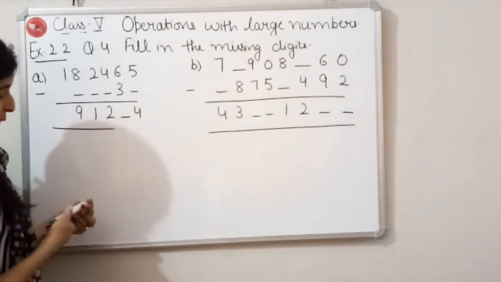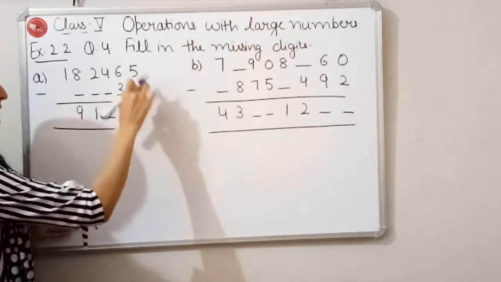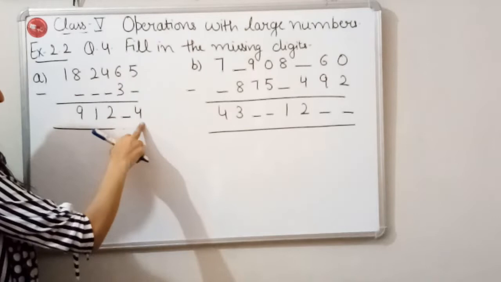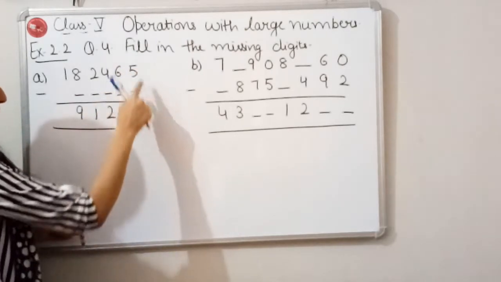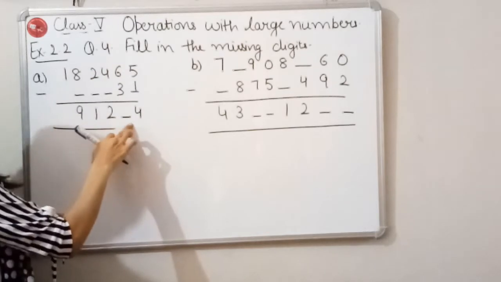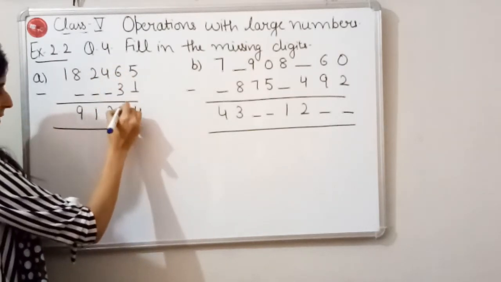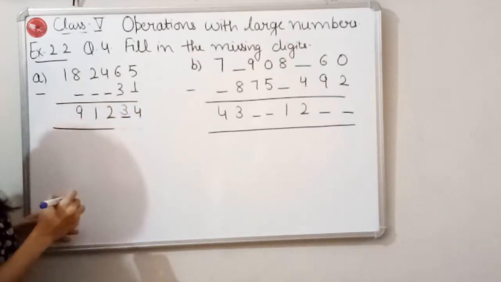So children, whenever we have to find out the subtrahend, we will subtract the difference from the minuend. 5 minus 4 is 1. And here we have to find out the difference only. So we will subtract this 3 from 6. 6 minus 3 is 3.